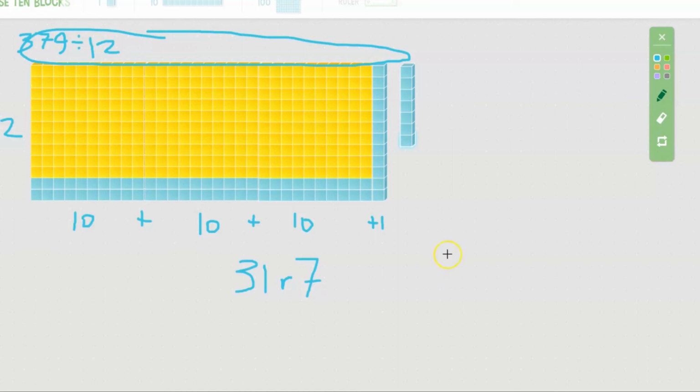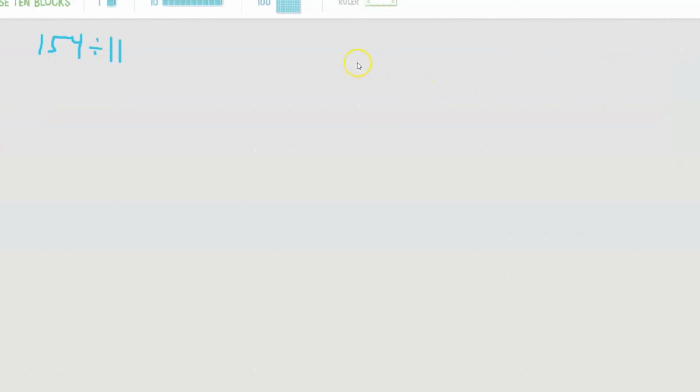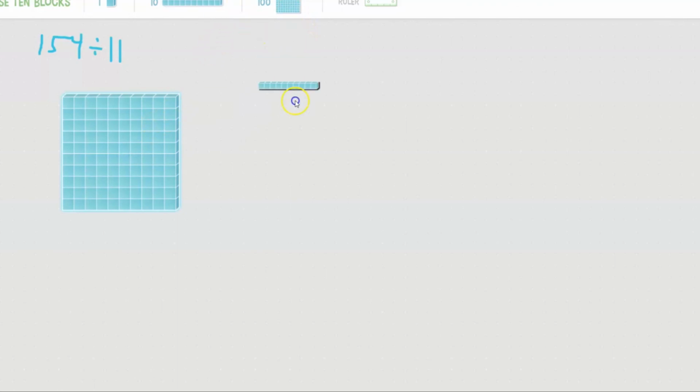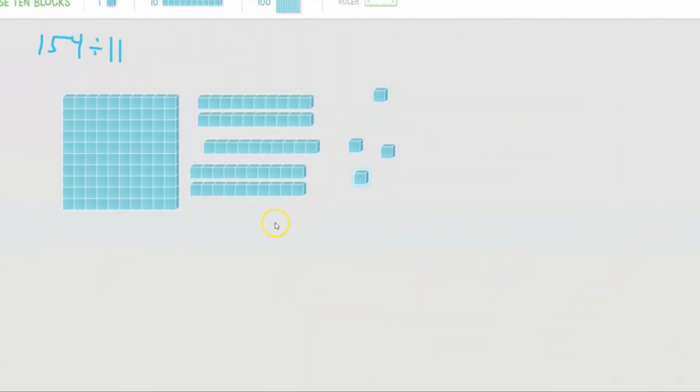Let's go ahead and do another example and just make sure that we can solidify our learning here. All right, so here I have 154 divided by 11. So I'm going to place down my blocks. All right, so I've done that. Now what I need to do is make a side length be 11. If I can make a side length be 11, then I know that the other side length is going to give me my answer. So what I need to do is build this into an array.